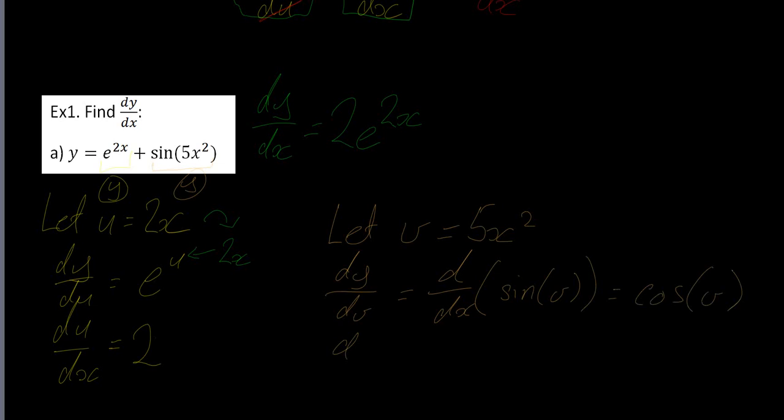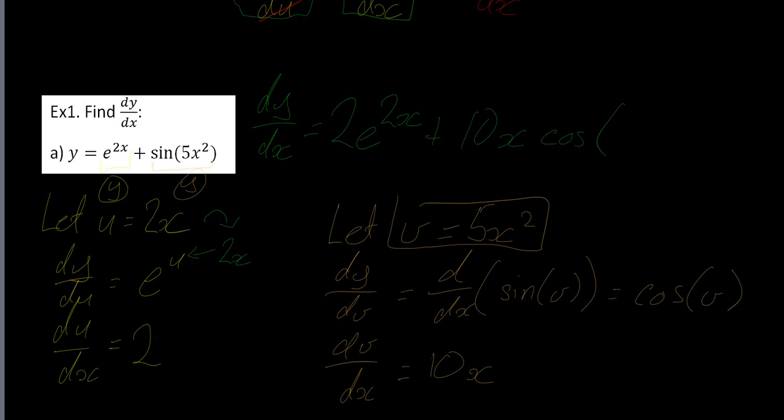Okay, and if you want to find dy dx, then we need dv dx as well. So what we're doing here is we're just finding the derivative of this part over here. So the derivative of v with respect to x, while the derivative of 5x squared is 10x. So dy dx for this term is going to be cosine v multiplied by 10x, or we can say that it is 10x multiplied by cosine of v. We know v is 5x squared, so that's what we're going to write instead.